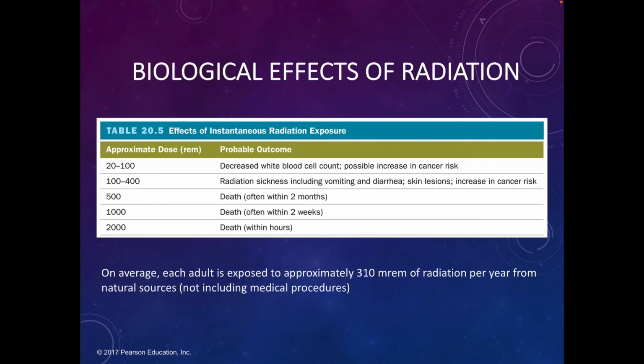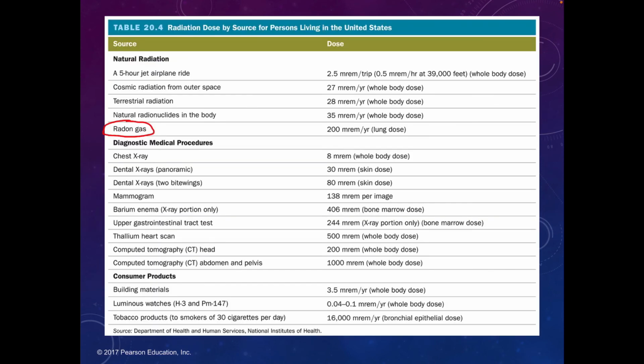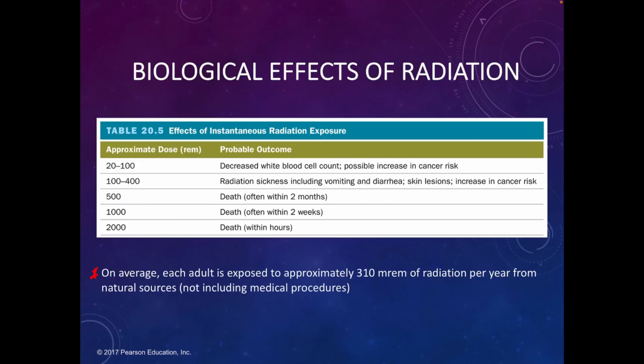Okay, so on average, each adult is exposed to about 310 millirem. Oh, sorry, that's what I wanted to point out to you. These doses, and your books talk a lot about dosing, we're not going to get into those calculations in this class, but these doses are in millirems, so 1/1000th of a rem. These here are rems. So I just wanted to make sure that you're noticing the difference there. When it says 20 here, it's 20,000 of the previous slide.